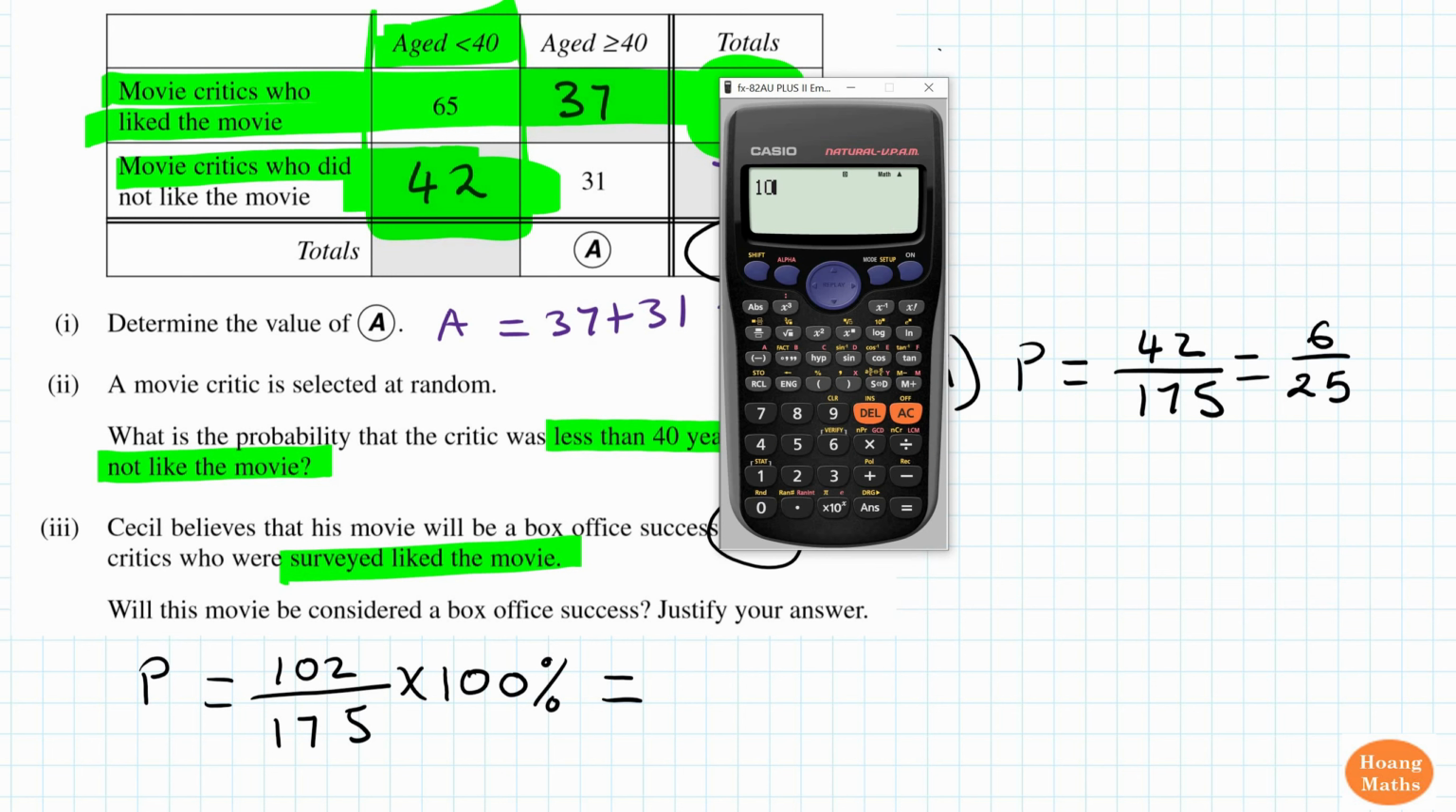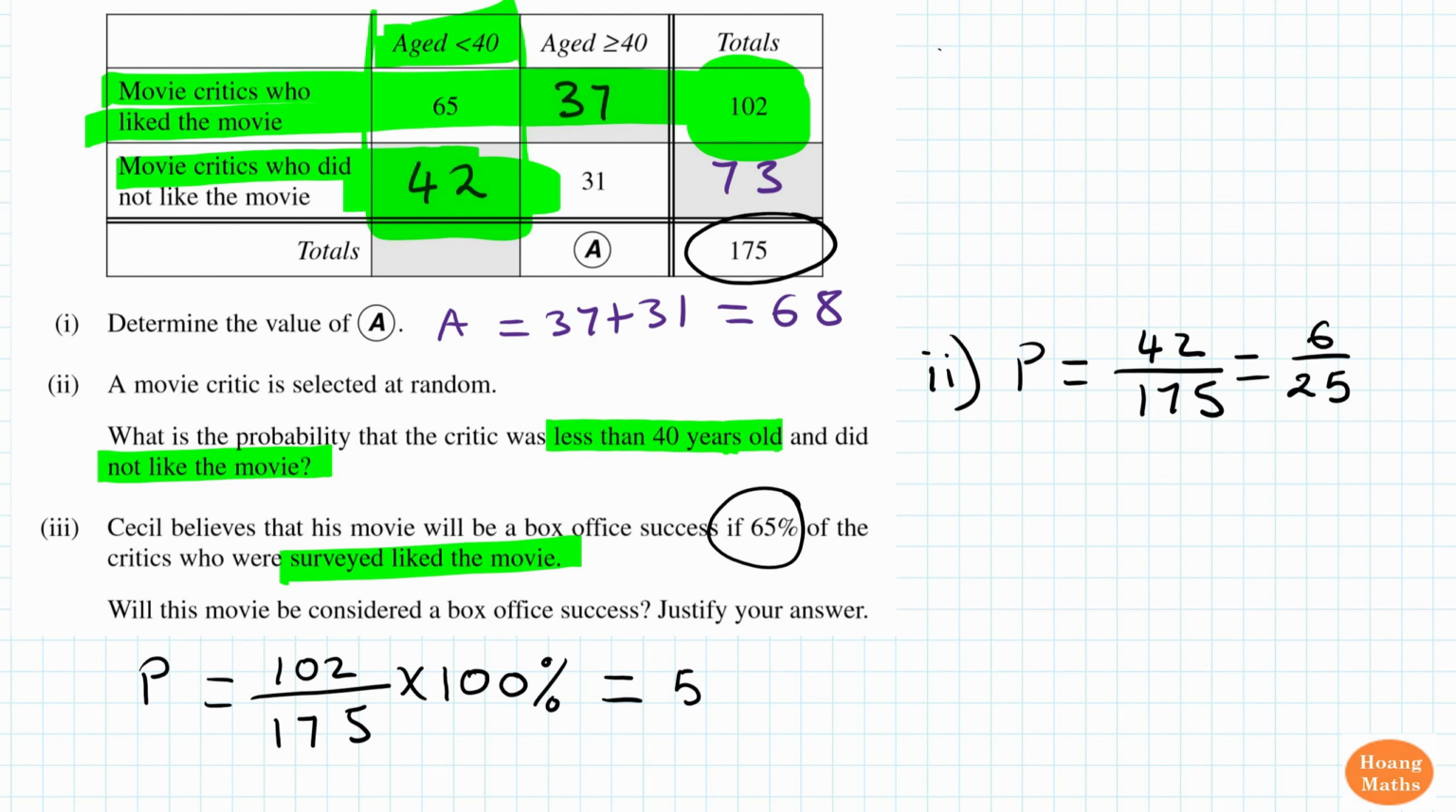102 divided by 175 times 100%. So that is 58.29%, correct to 2 decimal places. So 58.29% is less than 65%. So therefore the answer is no.